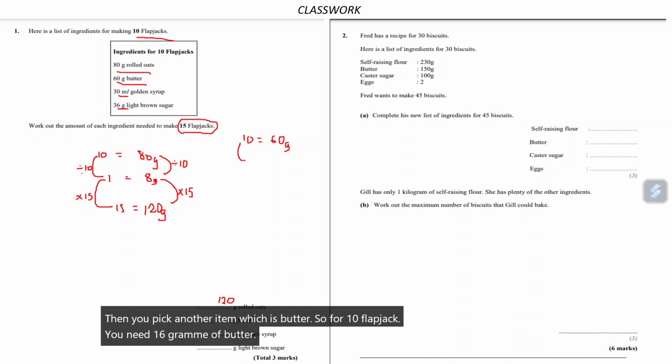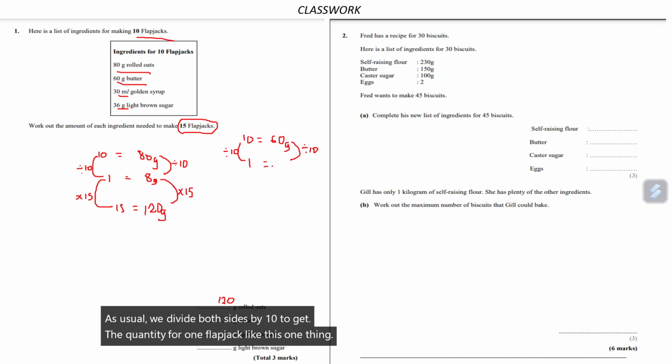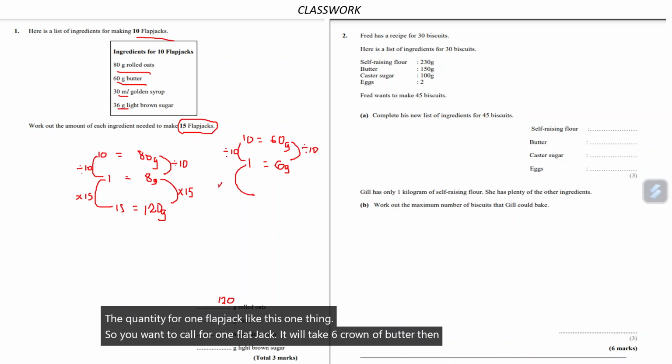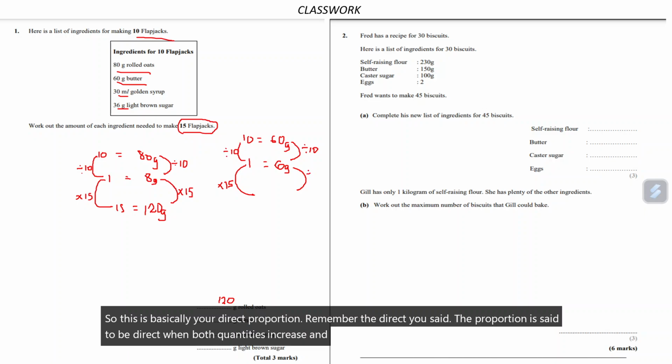As usual, we divide both sides by 10 to get the quantity for one flapjack. So for one flapjack, it will take 6 grams of butter, then you multiply by 15. So this is basically your direct proportion. Remember, the proportion is said to be direct when both quantities increase and decrease at the same rate. So you multiply this by 15.